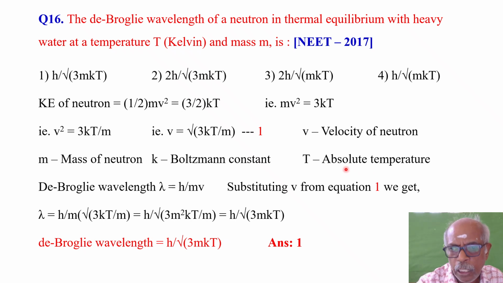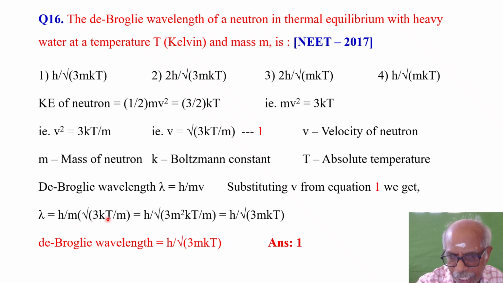So what is the de Broglie wavelength? Lambda is equal to h by mv. So substituting v from equation 1, we get lambda is equal to h by m, and instead of v, you put this value, square root of 3kT by m.